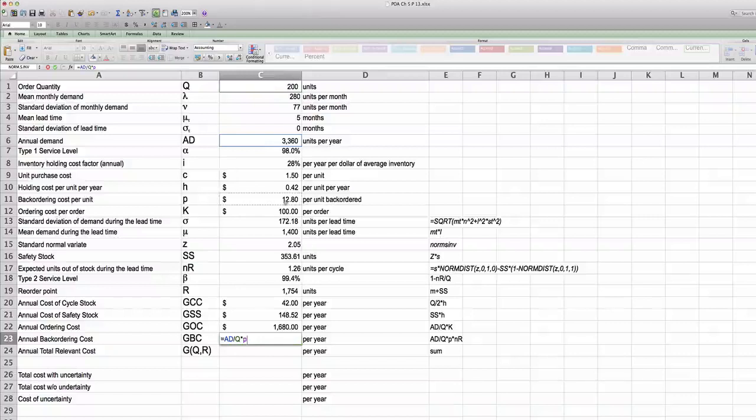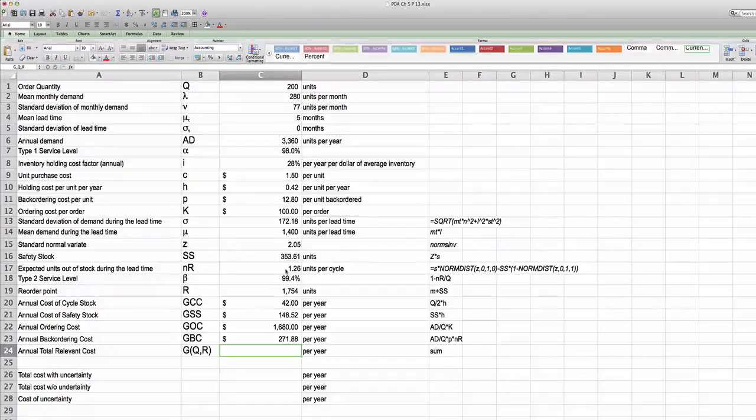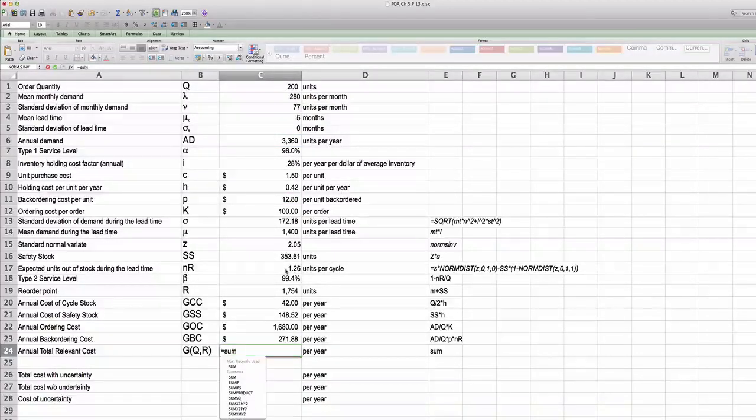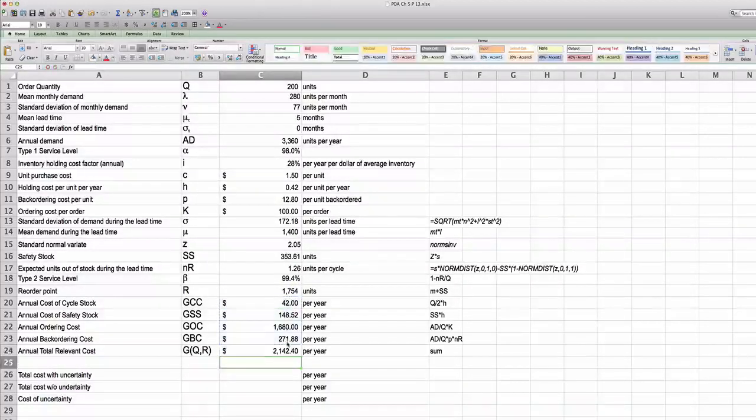Well, the number of cycles is, of course, again, annual demand divided by Q. And now I want a cost figure, so I multiply this with the stockout cost per unit P. So I get my total relevant cost, G of Q. That is the sum of these 4 components. So right now, given the numbers on the screen, we'd be looking at a total relevant cost per year of $2,142.